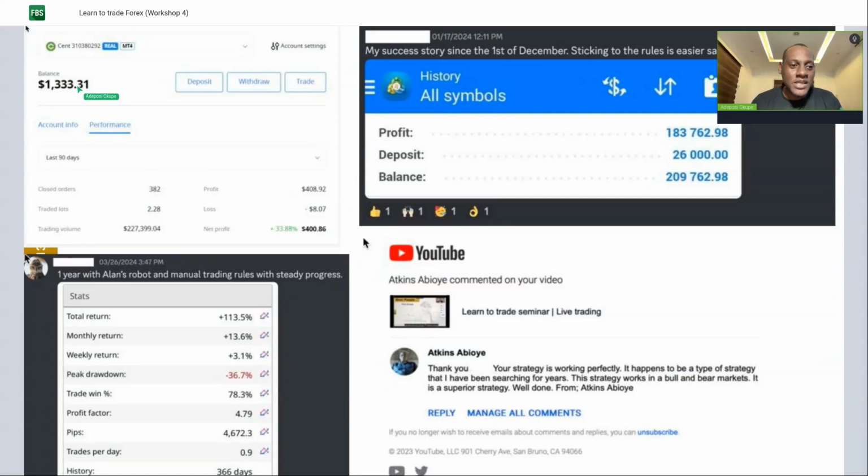All right, you can see this person here, he funded his account with $1,000. So you can see the net profit is 33%, and the duration is 90 days. You can see last 90 days. So this person actually made 10% per month. And these are actual screenshots from our Discord and from the client accounts. And this is somebody else too doing about 13.6%.